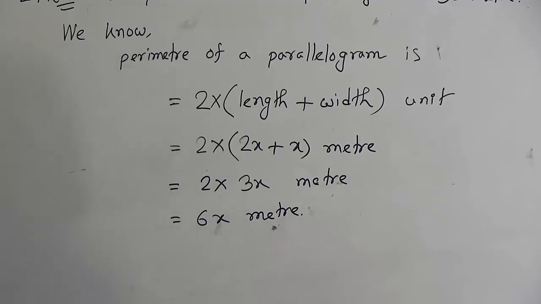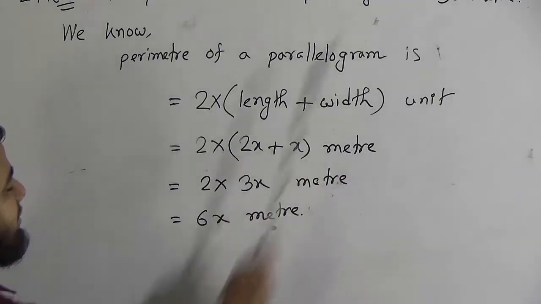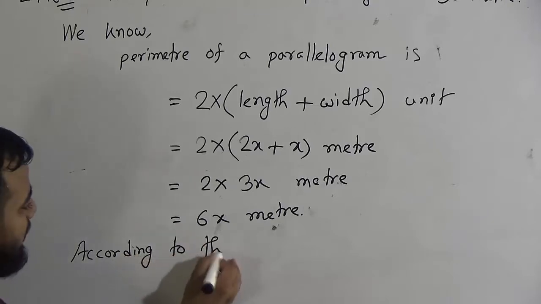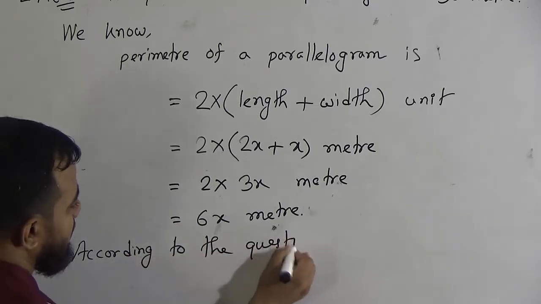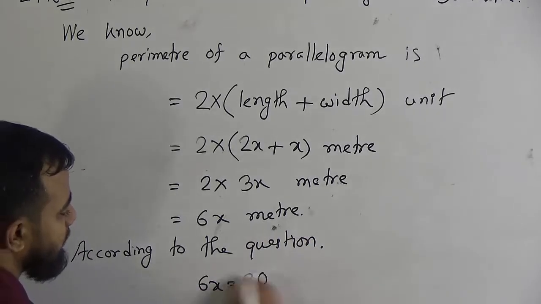Now, my dear students, the perimeter of the parallelogram is given 30 meter, and we have found out also the perimeter of this figure is 6x meter. So this 6x meter and this 30 meter are equal to each other. So you can write down according to the question, according to the question, 6x is equal to 30.